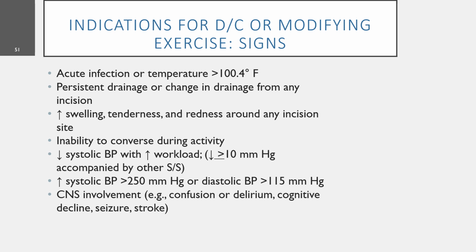acute infection or temperature more than 100.4, persistent drainage or change in drainage from any incision, increased swelling, tenderness, or redness around any incision, inability to converse during activity, decreased systolic blood pressure with increased workload, increased systolic blood pressure more than 250 or diastolic more than 115, central nervous system involvement.